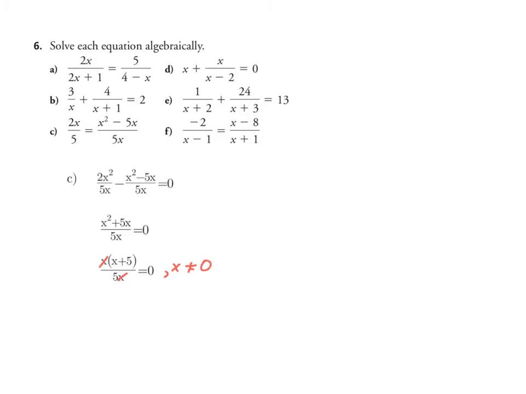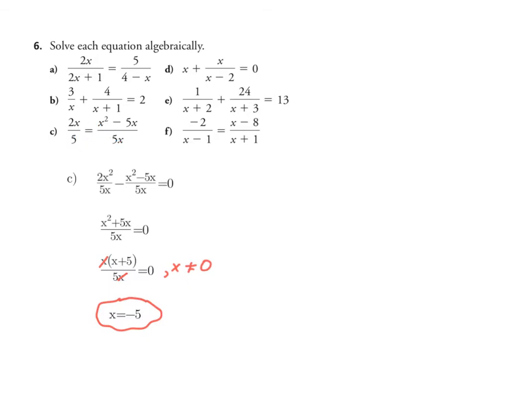And now let's see what happens. How does our top ever equal 0? Only when x is negative 5. So they might try to trick you into saying when x is 0, you have a solution. But when x is 0, that's not a solution. Look at when x is 0, this side is undefined. And undefined does not equal 0.